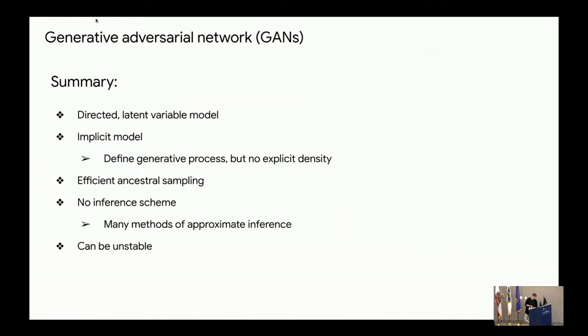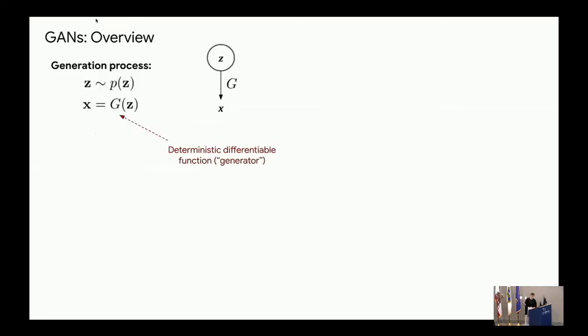So, okay, quick summary. GANs are, again, directed latent variable models. This is the same as the flow-based models, same as variational autoencoders. Again, we have this really efficient ancestral sampling procedure where we sample a latent code and then we sample an image given that latent code. I already mentioned it's an implicit model, so we just define the generative process, but don't define an explicit log likelihood. There's no inference scheme that really comes with GANs. There are a lot of methods that have been proposed to do different types of approximate inference, but because we just have this generative process defined, there's no natural inference mechanism. And the one key downside of GANs is that they can be super unstable. As I go through, a lot of the improvements are really just trying to deal with stability issues.